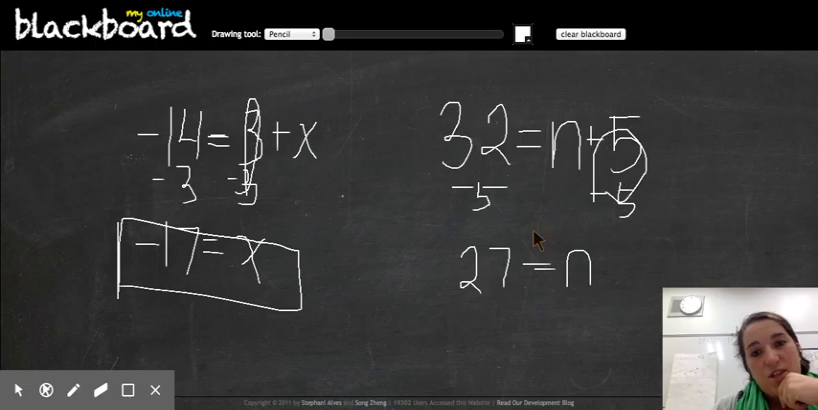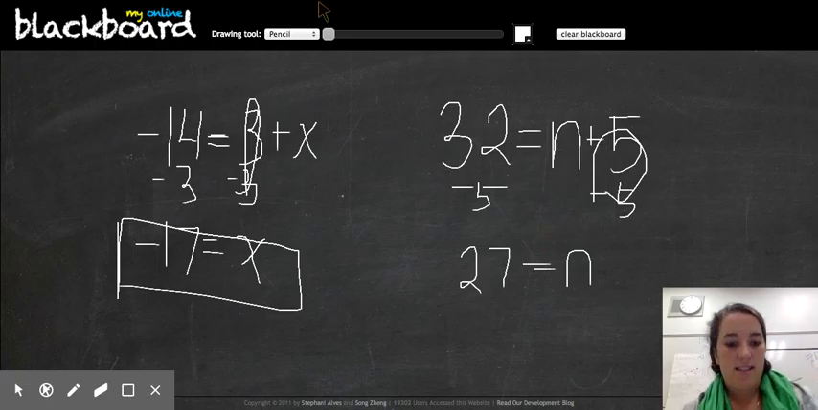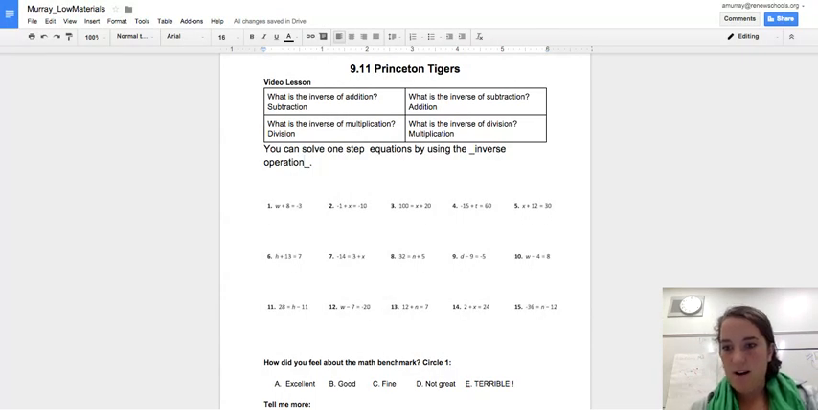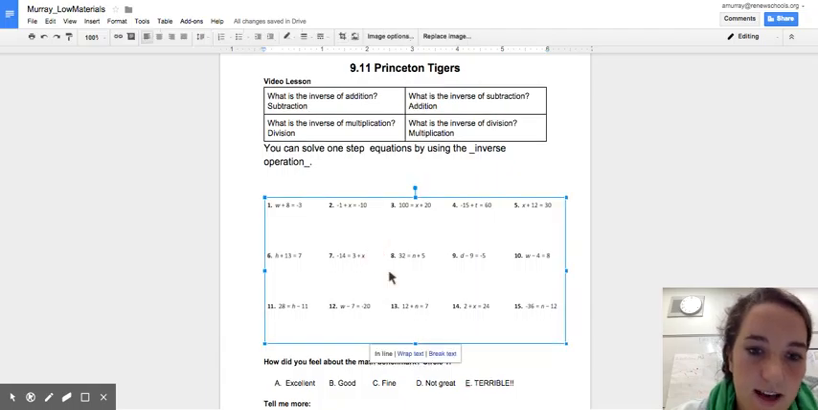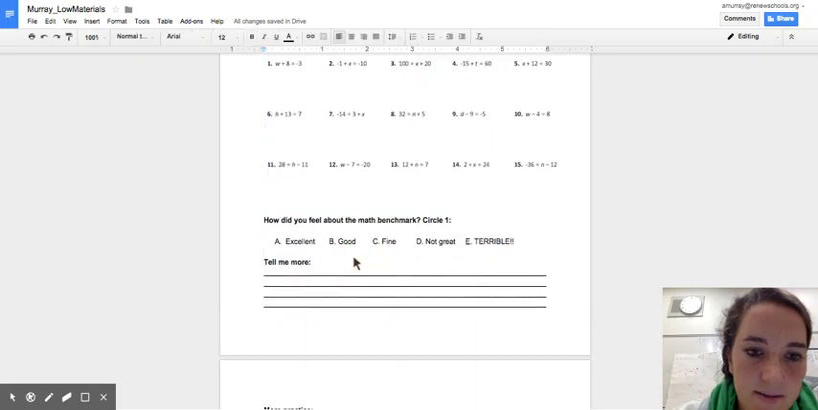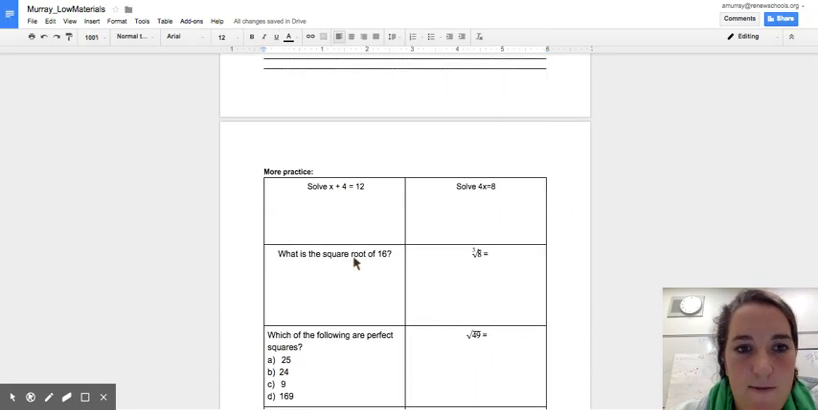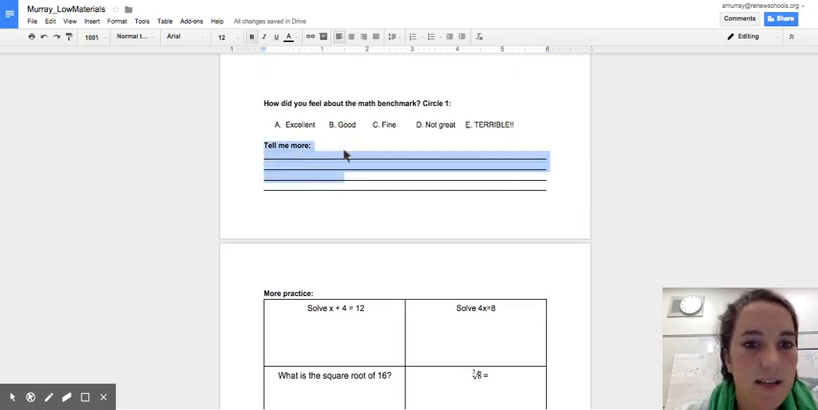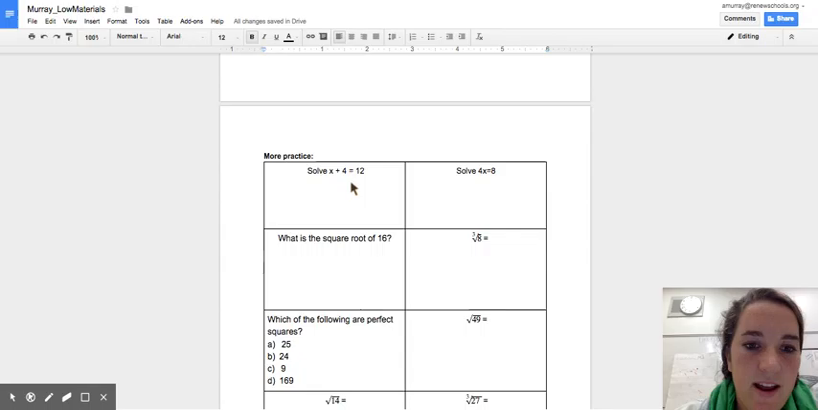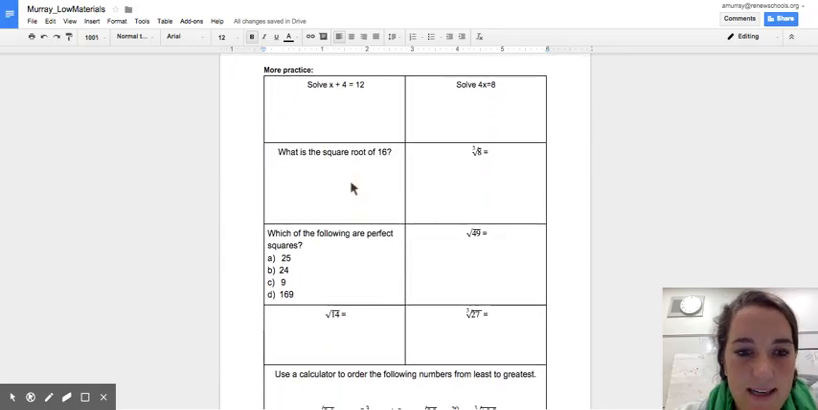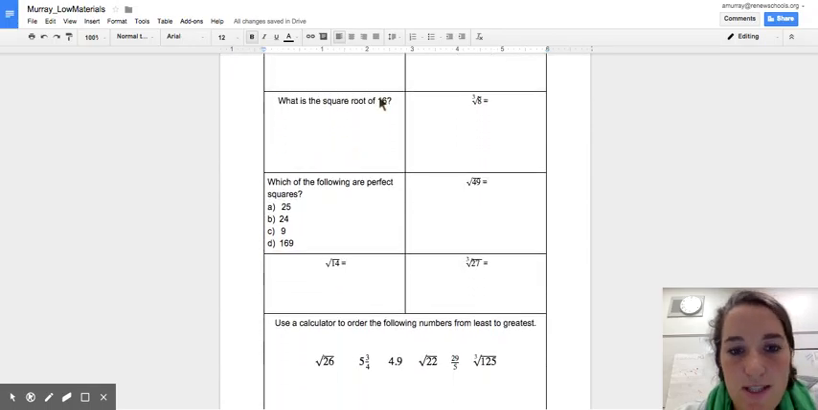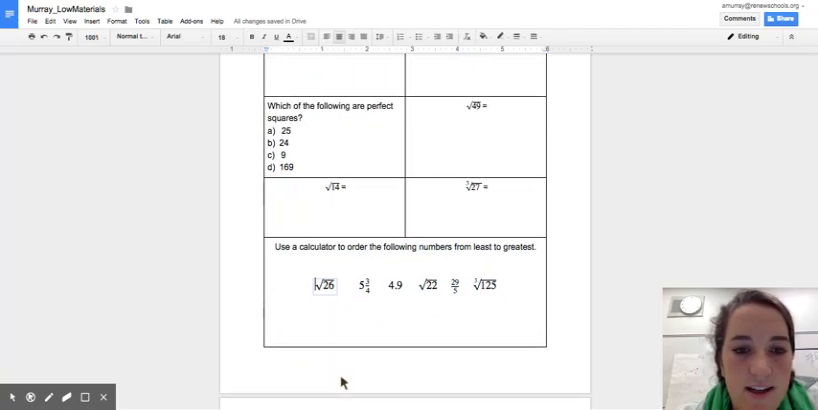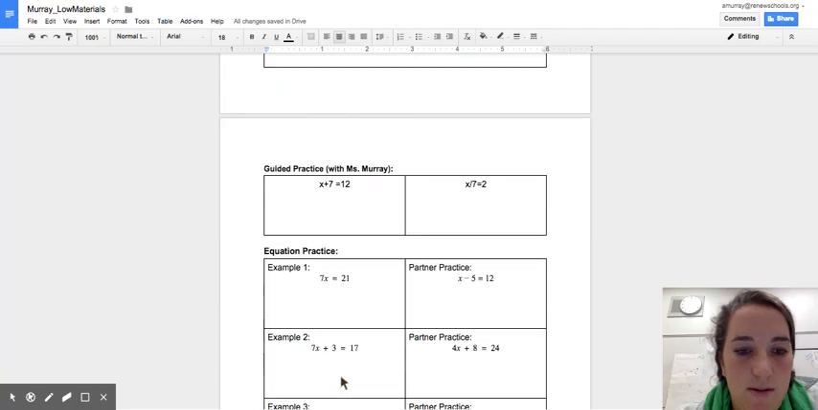All right, so go ahead and try the rest of this worksheet on your own. Do the rest of the equation problems, then just answer these questions about how you feel about your benchmark and tell me if there's anything I can do to make the next benchmark go any smoother. And then lastly, you have some practice. This is square roots, cubed roots, and then solving equations. This one down here is a little bit trickier, but you just want to use your calculator and your knowledge of these numbers to place them in order.